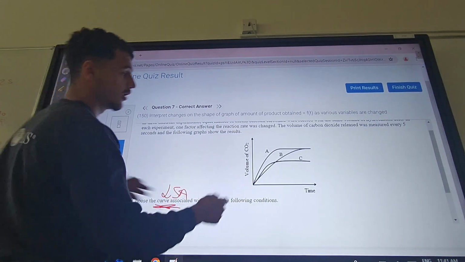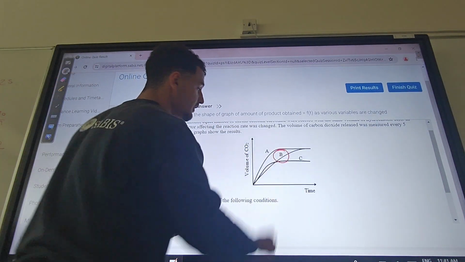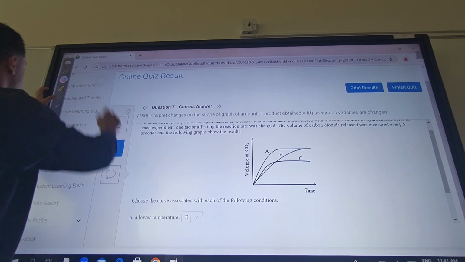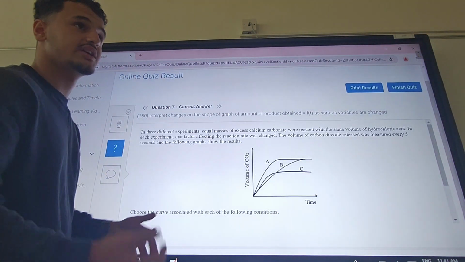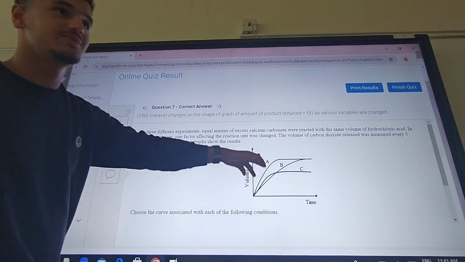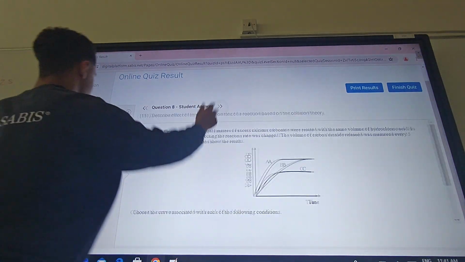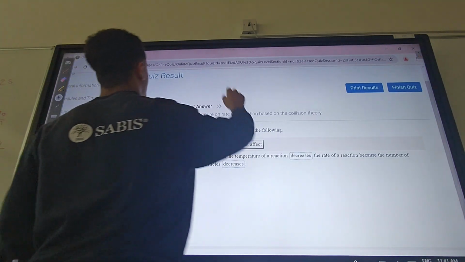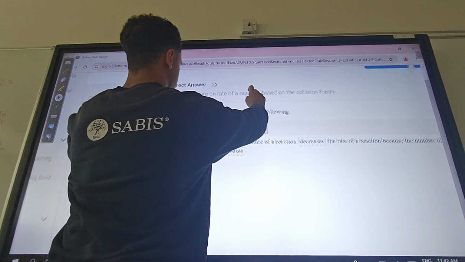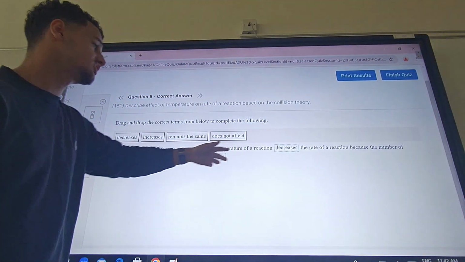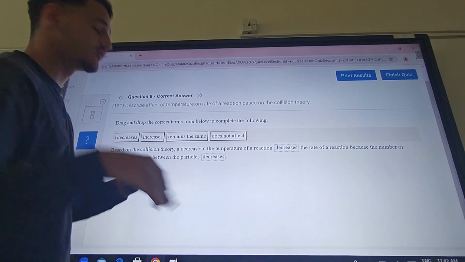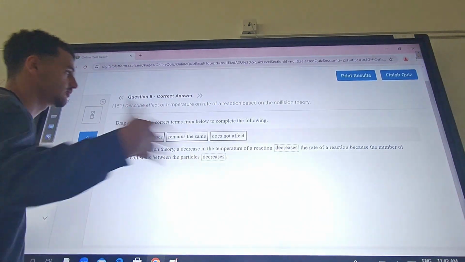So you go to the graphs. Which one has a slower rate? B. Then part D, the addition of the catalyst. Obviously, the addition of the catalyst would make it go faster. It's going to be graph A. Based on the collision theory, a decrease in the temperature decreases the rate, obviously, because there will be less collisions because of lower kinetic energy.